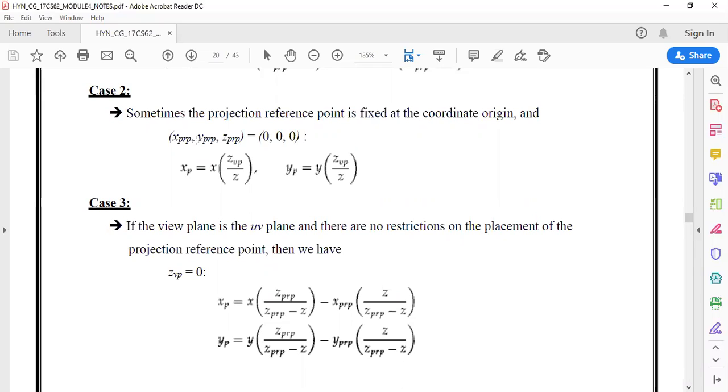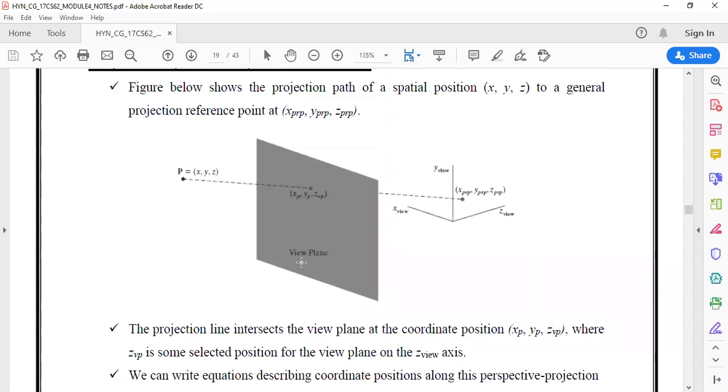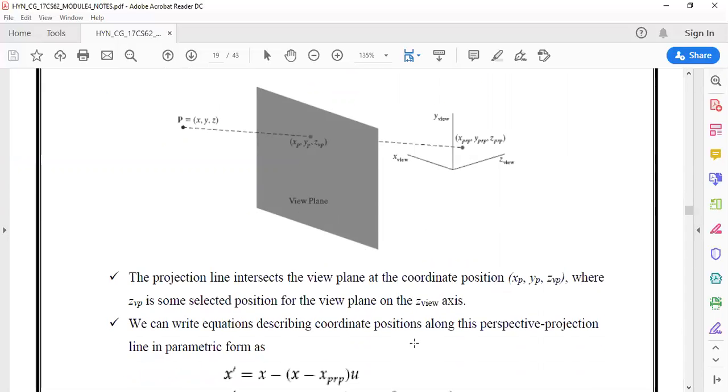Now case 3. Here the view plane is the UV plane, and there are no restrictions on the placement of the projection reference point. In the earlier projection, I had a view plane that was parallel, and the projection I was doing was parallel to the z axis. That is why I say that the position is on the view plane on the z view axis.